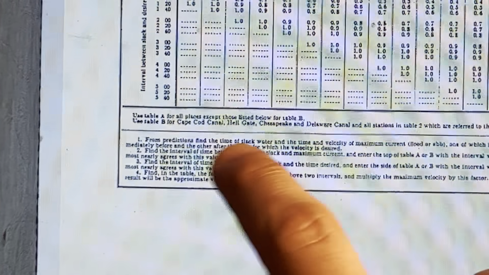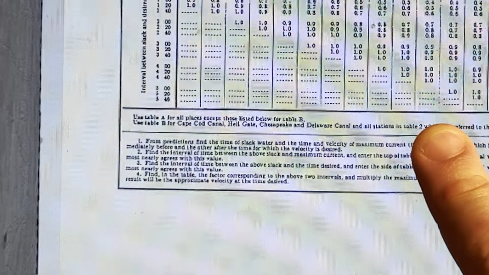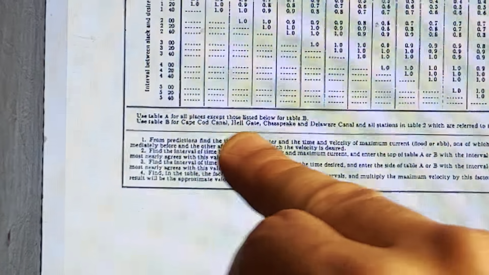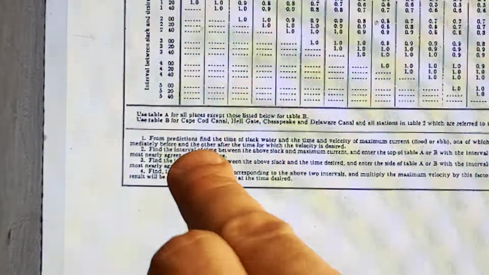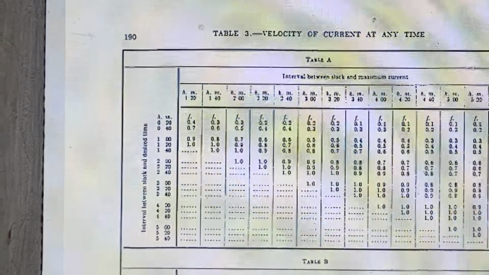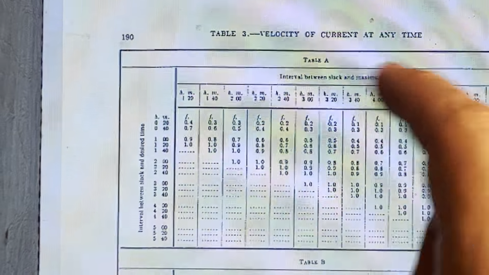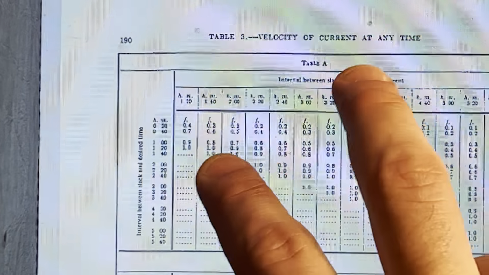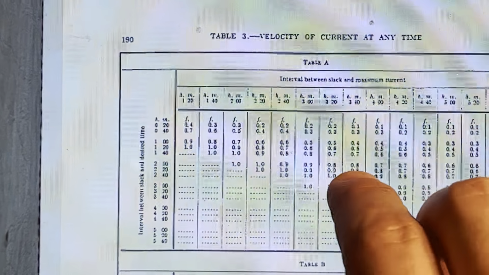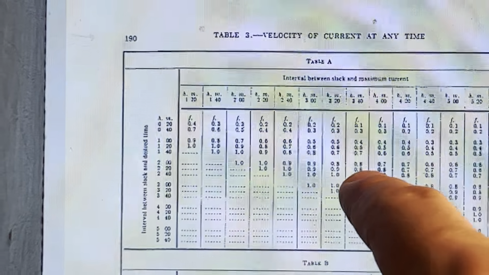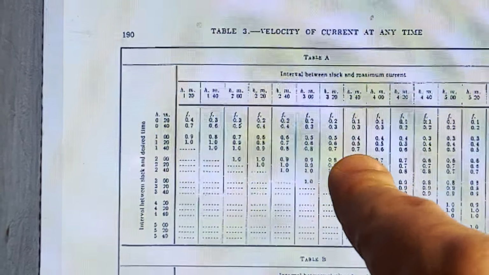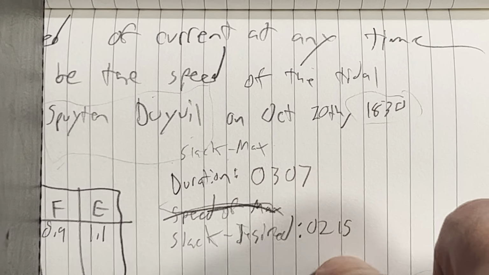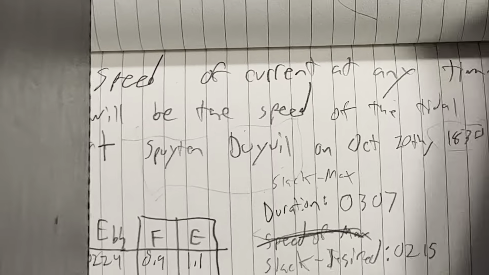So that's not us. We're based off of the Narrows, so it's none of these, meaning we use table A. However, again, always read this because you could very easily end up on one that's on this list without remembering. So we're using table A. We're going to come here and you just take the interval between slack and maximum, the interval between slack and desired, you find where they intersect, and the number they give you there is a correction factor you're going to apply to the speed of the maximum current. So our interval between slack and max is 3:07, and slack and desired is 2:15.